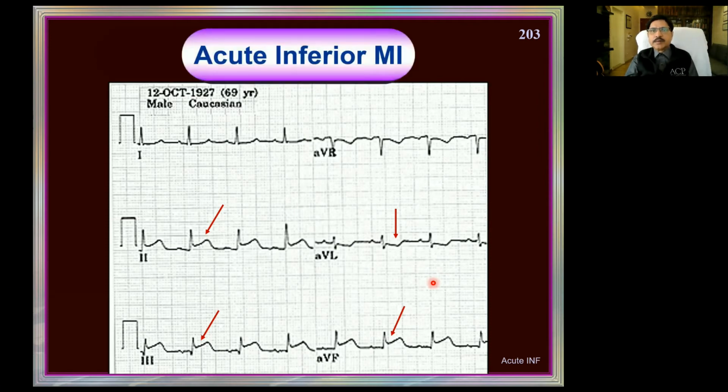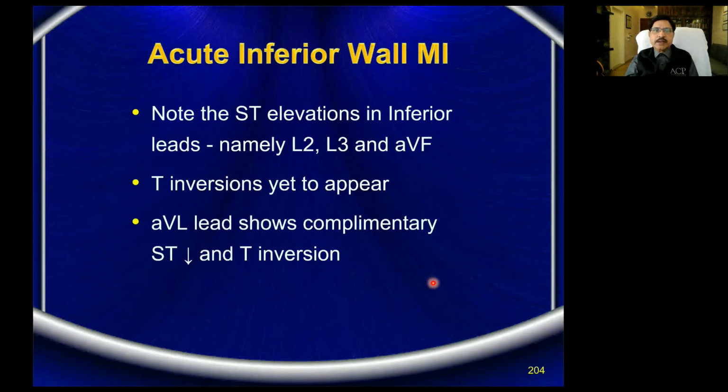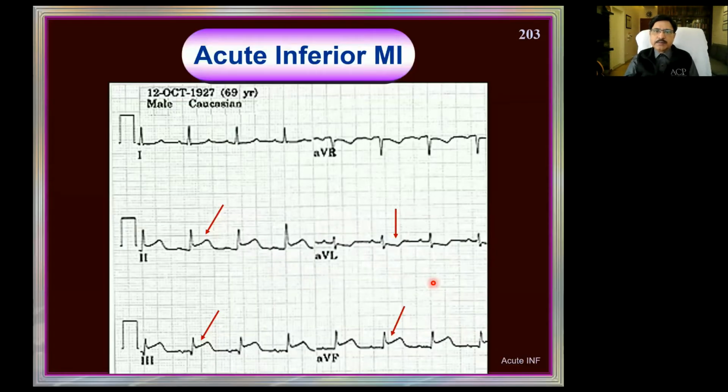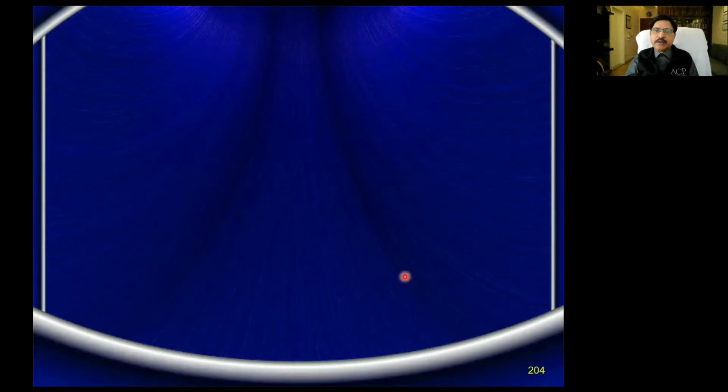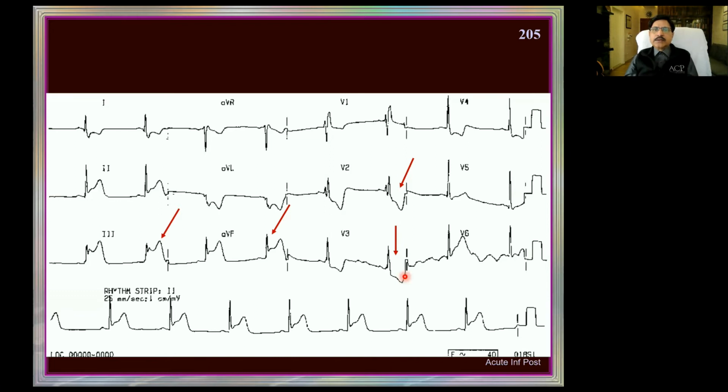Acute inferior: the ST elevations are in the inferior leads, namely L2, L3 and AVF, with T inversions yet to appear. The AVL lead shows complementary ST depression and T inversion. That's what I showed you here. This is the complementary change and not a separate ischemic event in the left side of the heart. Now look at this.